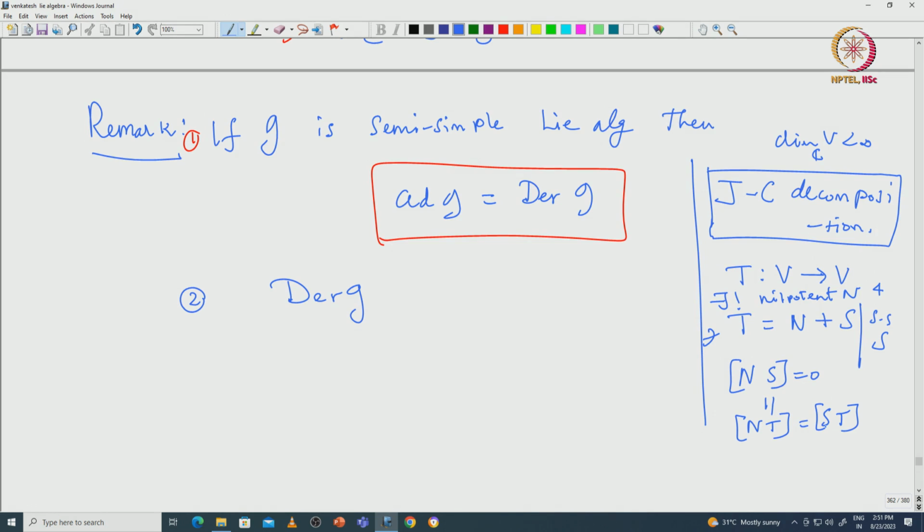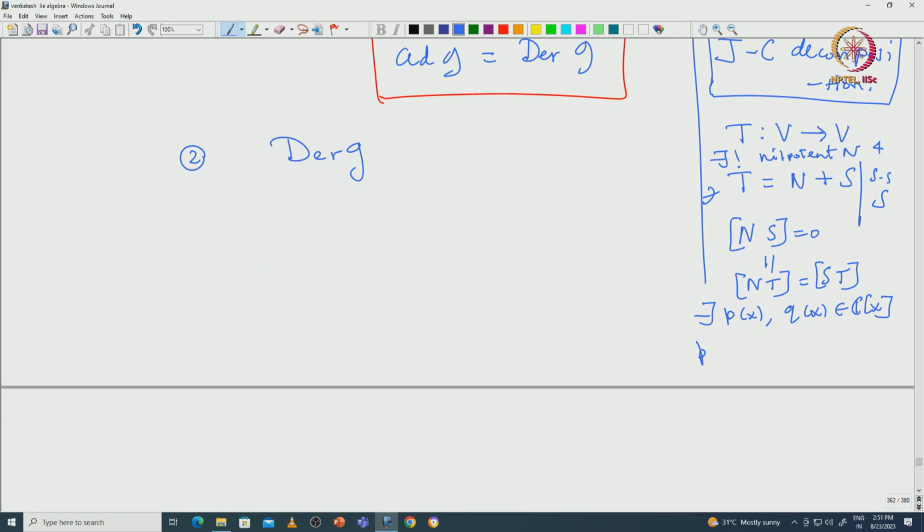Not only that, this n and s both are given by polynomials in T. So, there exist polynomials p(x) and q(x) inside C[x], such that p of capital T will be equal to n, and then q of capital T will be equal to s. Okay. So, this is what is called the Jordan-Chevalley decomposition. This is the additive version of the Jordan decomposition.